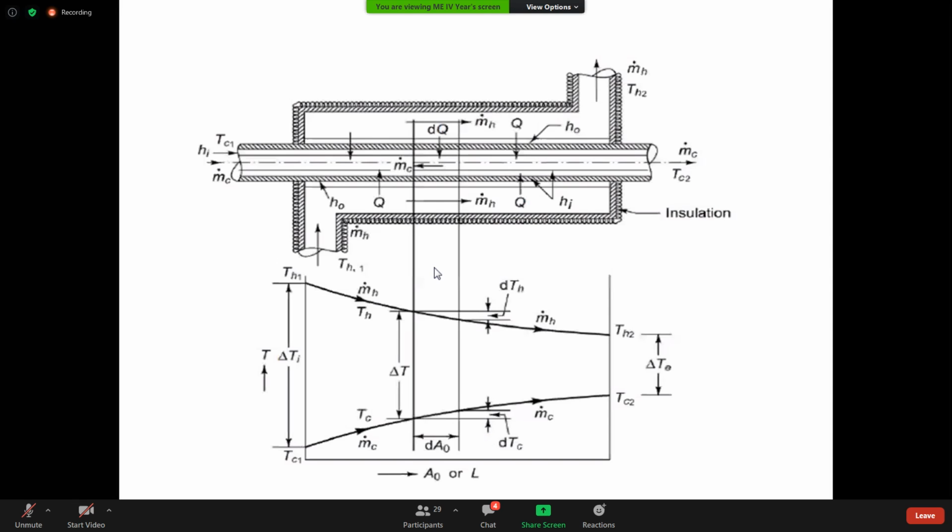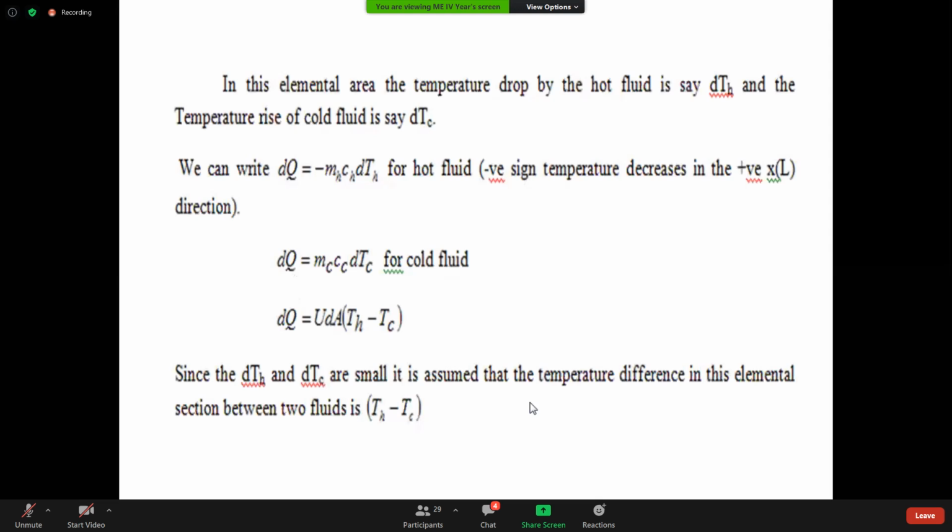This is the temperature difference, delta T. Delta T we take. For this small elemental area, I'm doing the analysis. If I integrate, I'll get the bigger one. This step is very easy. Parallel flow, counter flow, very simple.